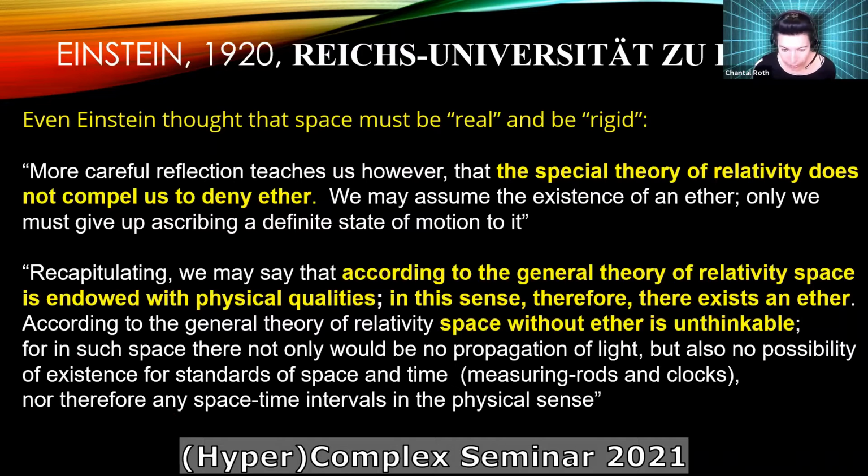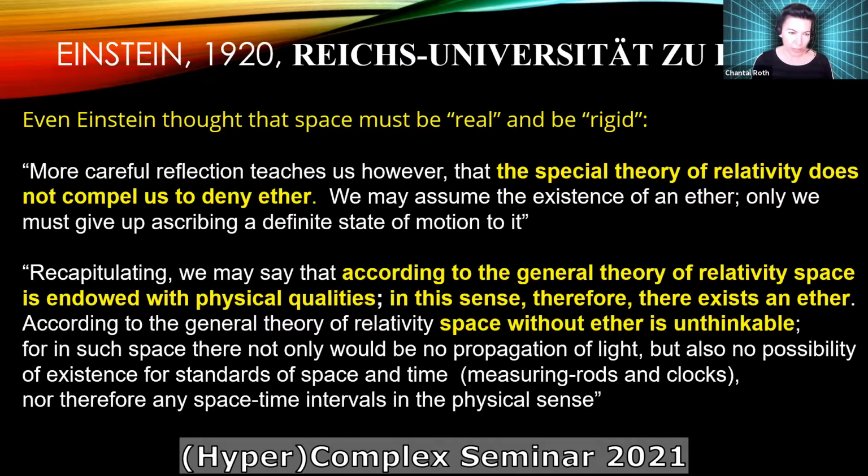And also Einstein thought about this. So in 1920, he said, "More careful reflection teaches us, however, that the special theory of relativity does not compel us to deny ether. We may assume the existence of an ether, only we must give up ascribing a definite state of motion to it. Recapitulating, we may say that according to the general theory of relativity, space is endowed with physical qualities. In this sense, therefore, there exists an ether.